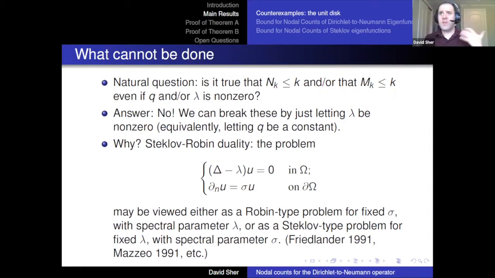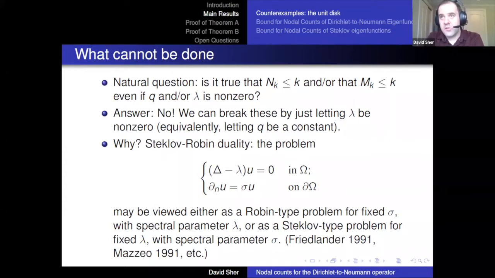This is a set of ideas that is originally due to Lenny Friedlander, I believe, in 1991, and then it's been extended and generalized by Mazzeo and others. I'll get to more citations in a few minutes on that. Note that Friedlander was proving some really cool interlacing inequalities for Dirichlet and Neumann eigenvalues on planar domains.